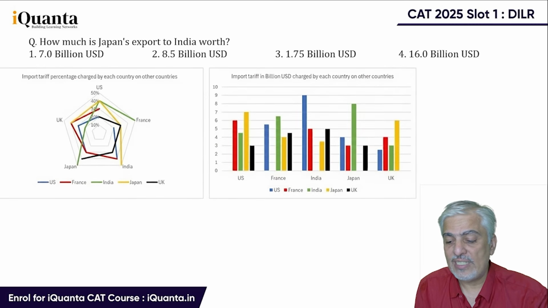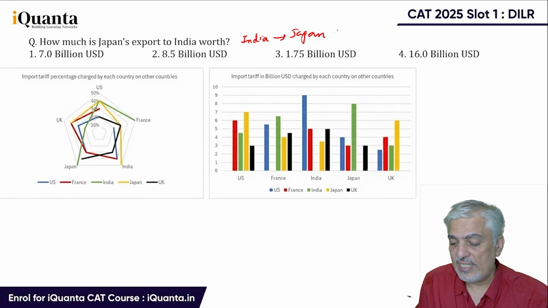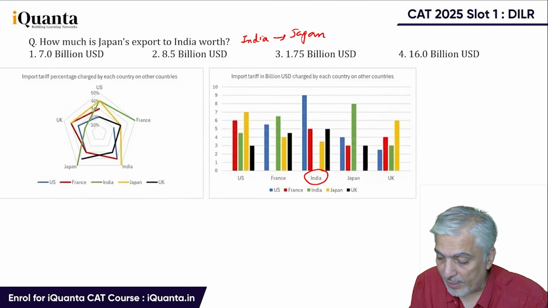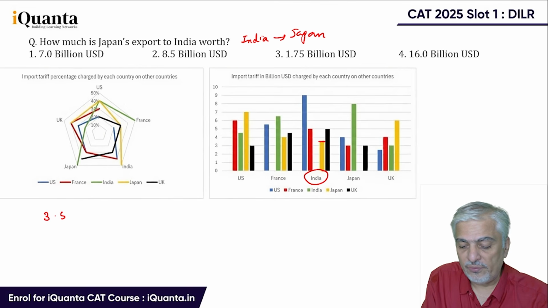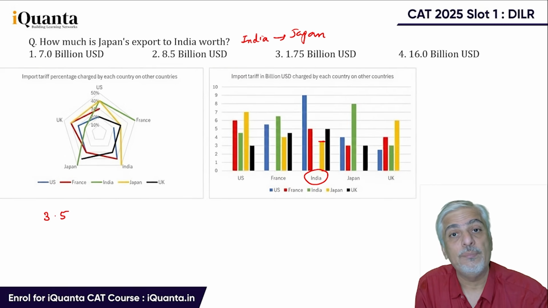What is Japan's export to India worth? So we are saying India to Japan import. So we will look from India to Japan. So in this table also I will look for India, and in that I will look for yellow, that is Japan, that is at 3.5 billion. So 3.5 billion is the total imports, the import tariff.